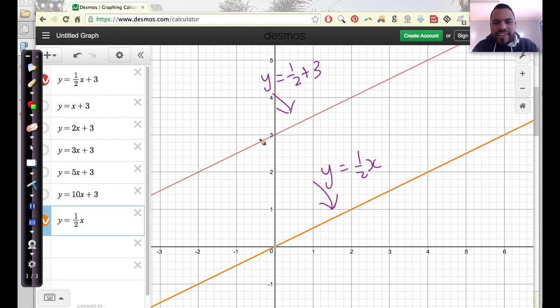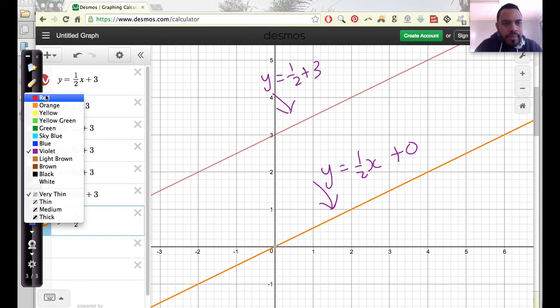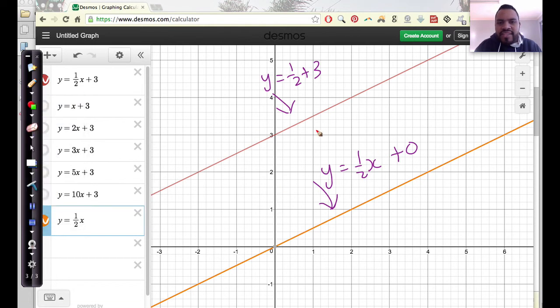So what are your observations? We had a graph down here going through the origin. This was plus 0, and this one was plus 3. So firstly, when this number changes, you can see that the graph moves up. When I add to the equation, it moves up. It shifts the graph up. That's the first point. Let's take another graph and see what happens.